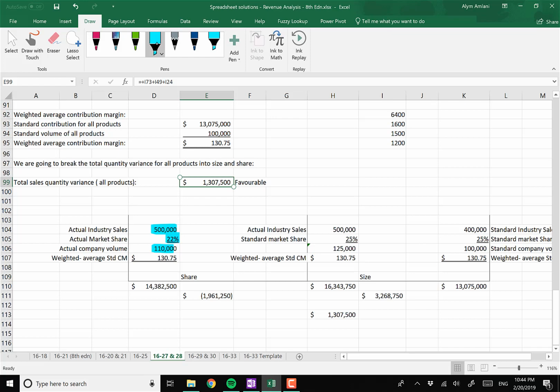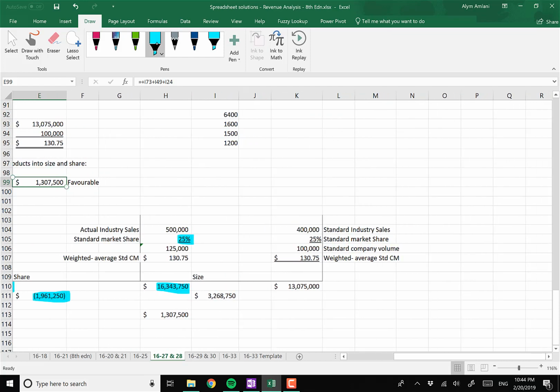Now, multiplying the 110,000 units we sold by the weighted average contribution, we get $14,382,000. If we were able to maintain a market share of 25%, what we would have ended up earning, at least from a budgeted perspective, was $16 million. Now, looking at those two numbers together, we get an unfavorable market share variance of $1,961,250.